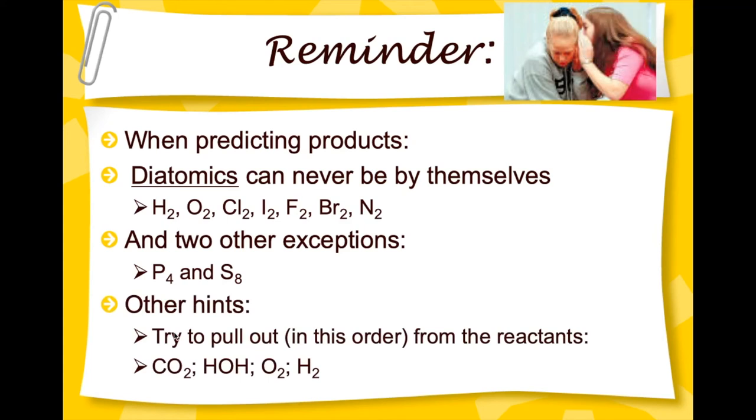A couple other hints when you're predicting products, which will be especially useful in a lab situation where you see something happen and you're trying to predict what you saw. In this order, try to pull out CO2 from your reactants. If you saw bubbles and there's carbon and oxygen present, then probably you produce CO2. If you can't pull out CO2, maybe you produce HOH. If you can't produce water, maybe just oxygen or just hydrogen. So in this order, can you pull these things out from the reactants to try to predict your products? That's helpful for decomposition reactions and single replacement reactions also.